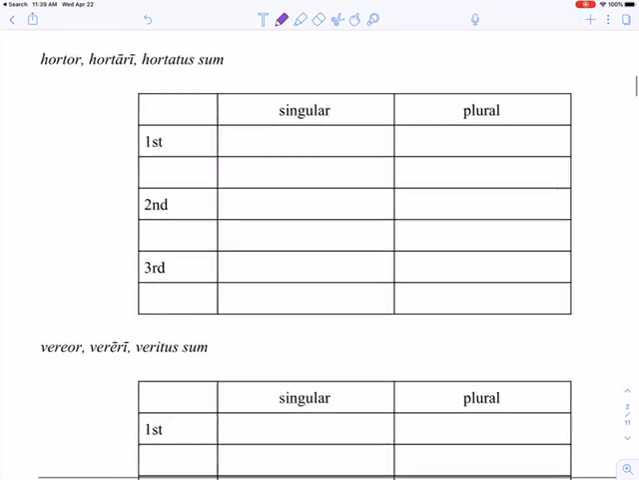Okay, so we're going to talk about hortor first. The first principal part is going to be our first singular form. So we have hortor, and I know your book says to exhort, we're going to say to urge because I just think urge is better. So I'm going to say I urge. Now, for the rest of our forms, we're going to take hortari and we're going to drop the RI. So horta is my stem.